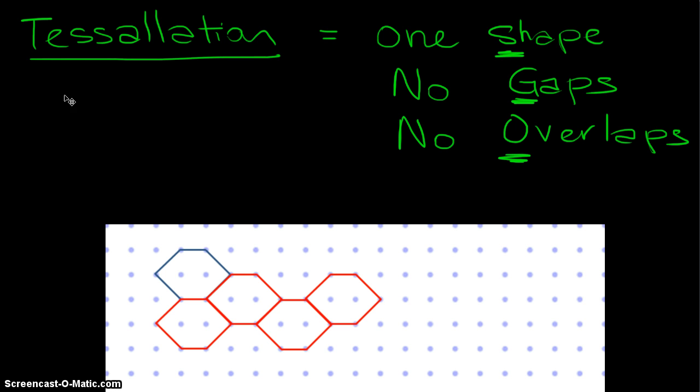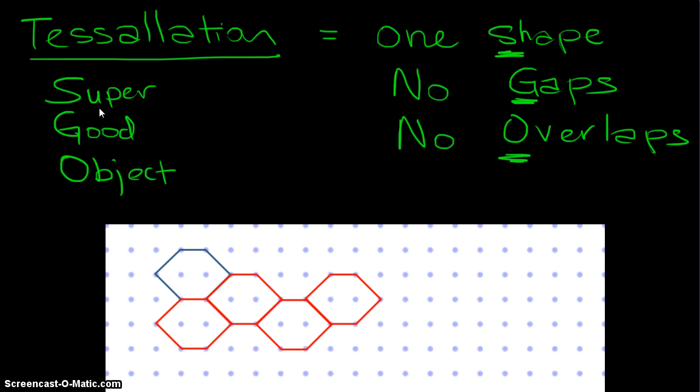So you've got S, G, and O. You can remember it as "super good object." As long as there's only one shape, no gaps, and no overlaps. So this is one way to remember, for those of you who cannot memorize. One shape, no gaps, and no overlaps.